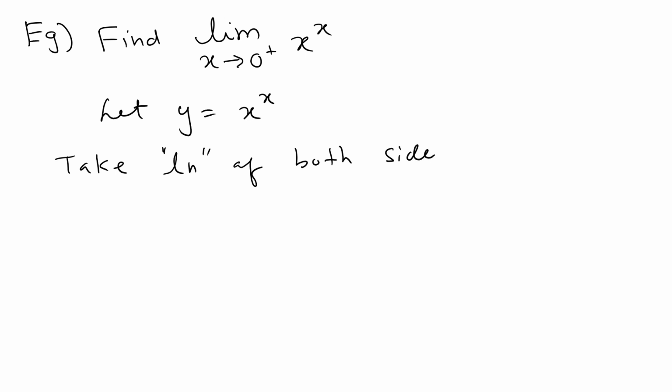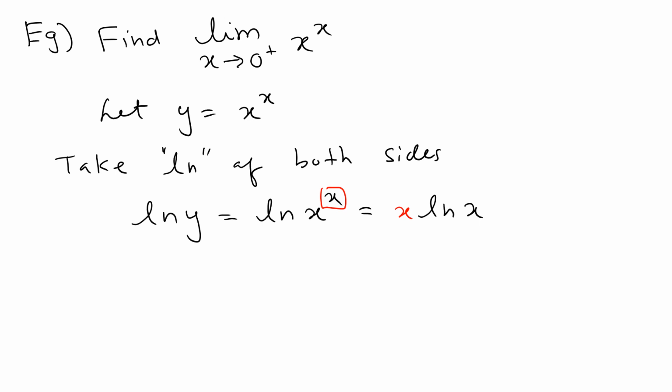So when you do that, on this side it's clearly ln y. The other side is ln x to the x. Using the power rule, the power comes out. So that means it's going to be x times ln x. So see what happened: right after we do that, the power simply becomes a product.